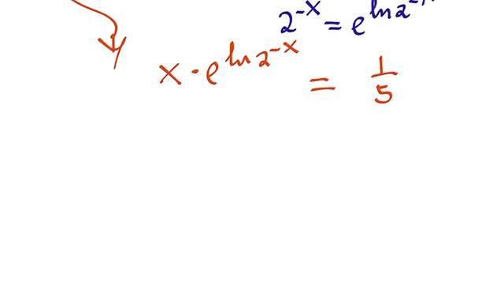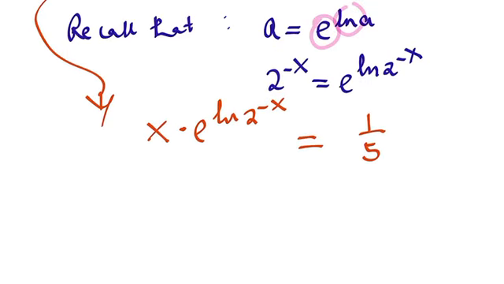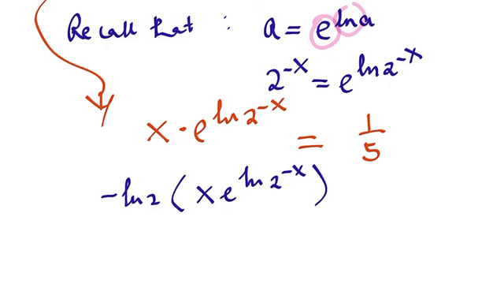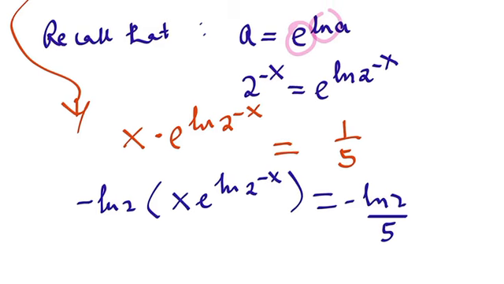From there the next thing we're going to do is multiply both sides of the equation by minus ln 2, by everything here. I have x e to the power of ln of 2 to the power of minus x, then equals minus ln of 2 over 5. So if I multiply minus ln of 2 by both sides, that's what I'm going to have.